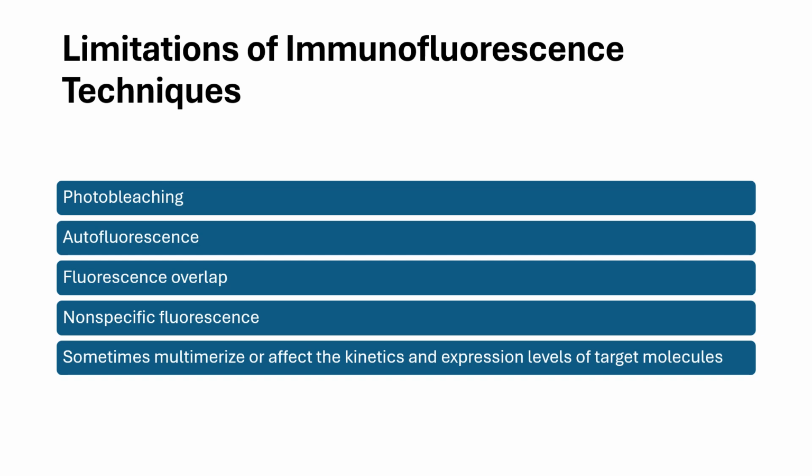These limitations can be mitigated through various strategies: minimizing light exposure during observation, using specific quenching agents to reduce autofluorescence, selecting fluorophores with distinct emission spectra, optimizing washing steps and antibody concentrations, and employing blocking agents to minimize non-specific binding. By being aware of these limitations and implementing appropriate controls, researchers can obtain more accurate and reliable results from the immunofluorescence experiment.